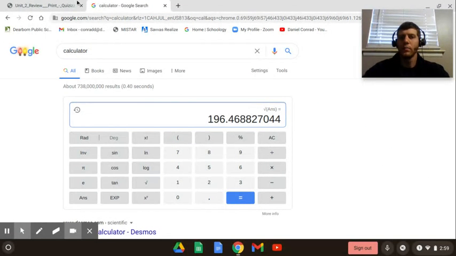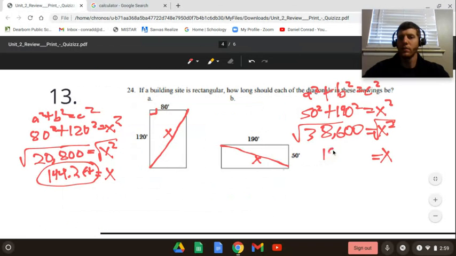That's 196.5, approximately 196.5, and again, that's going to be feet. Okay, so those are rectangles. You're finding the diagonal. You're using the Pythagorean theorem for those.